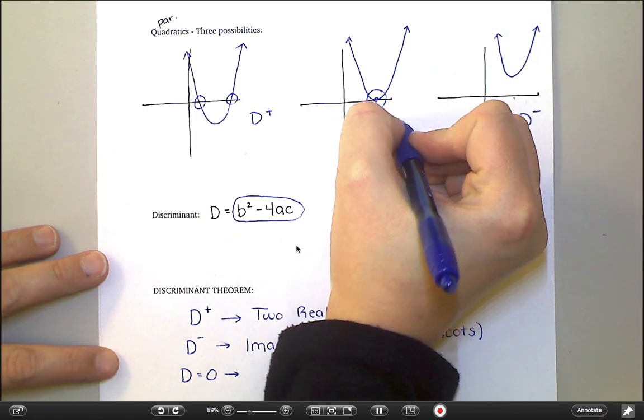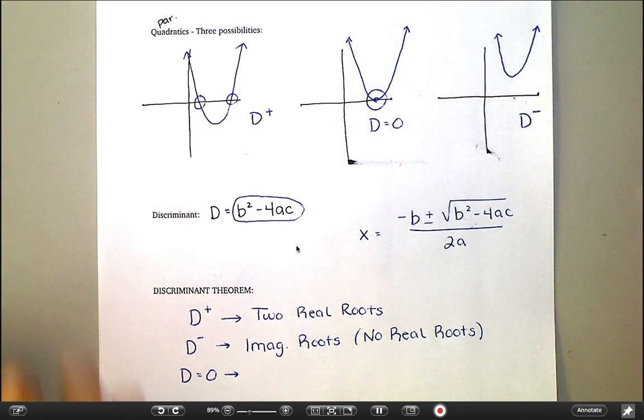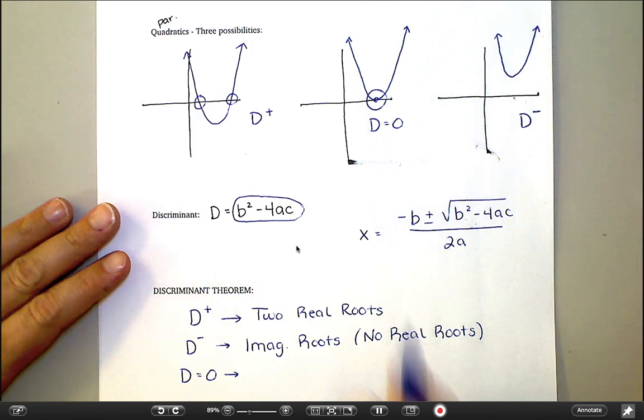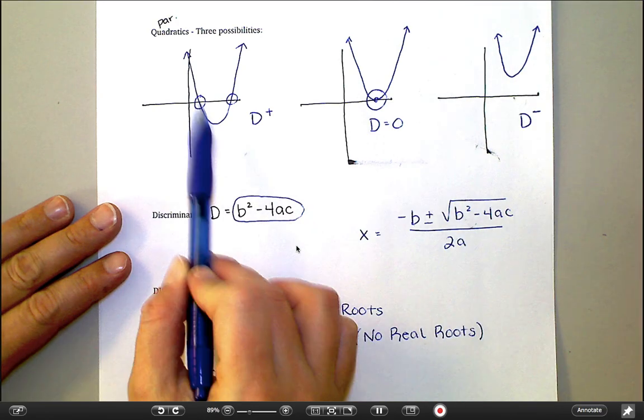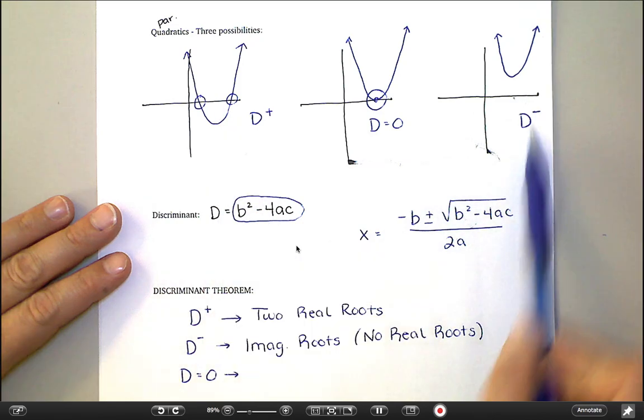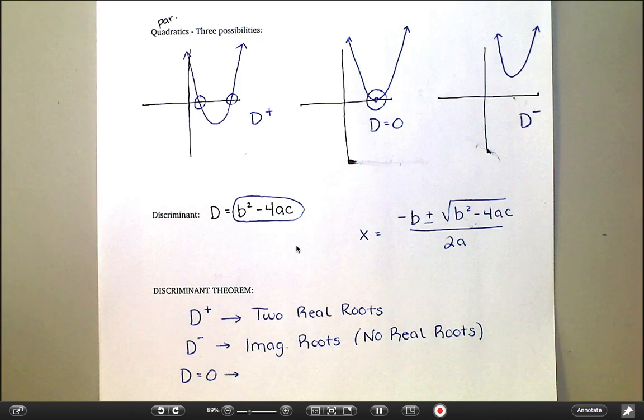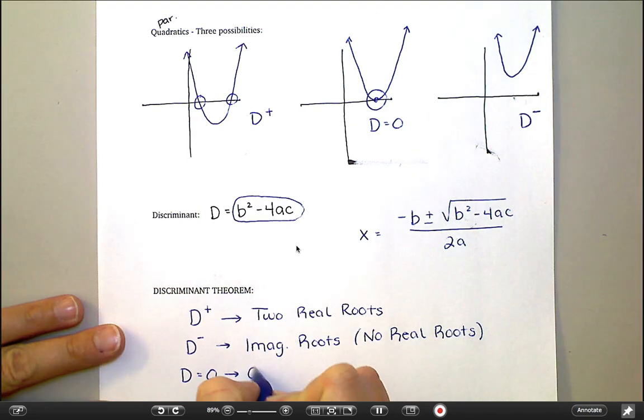And we've kind of talked about that a little bit before. Again, all of this we've talked about before. We've talked about how when this is positive, you get 2 answers. When this is negative, you get imaginary answers. But it's just putting it all back together with the quadratics here. This, by the way, would be 1 real root.